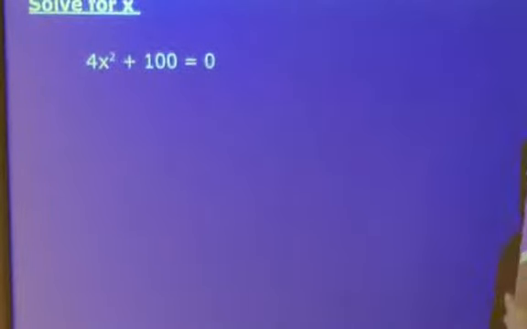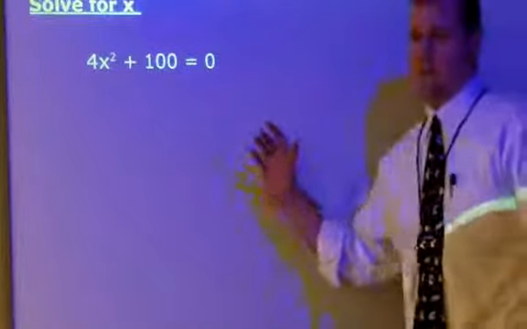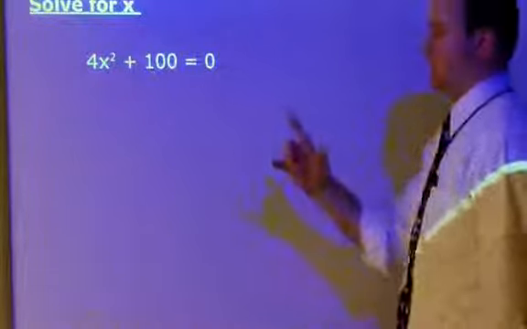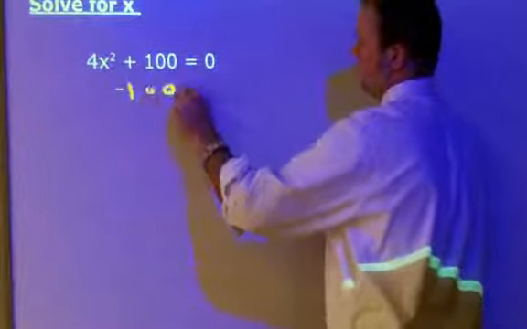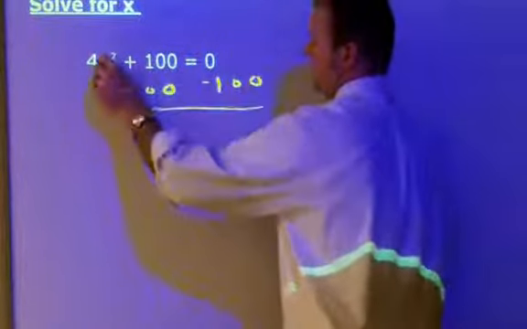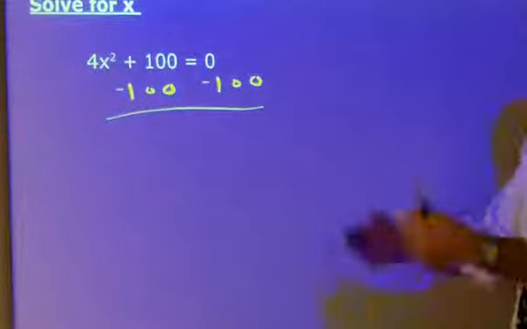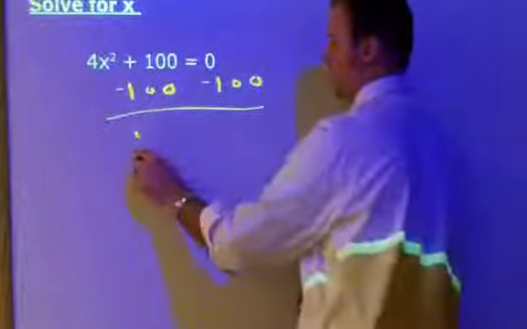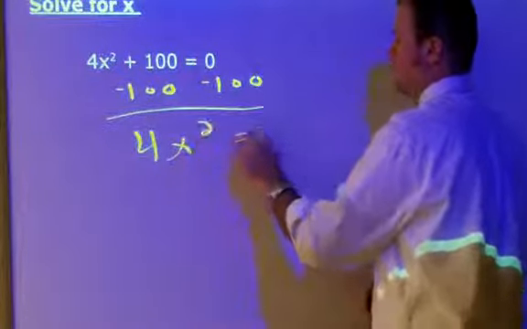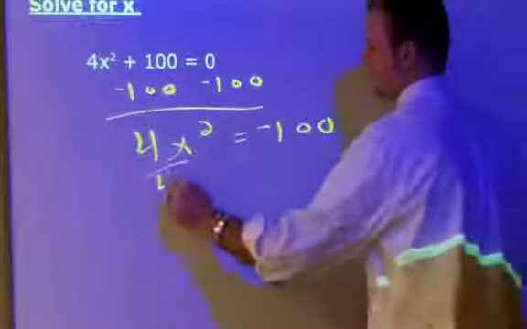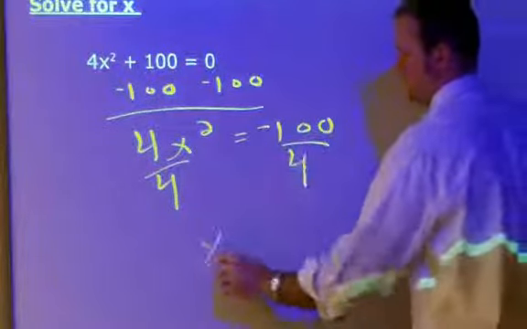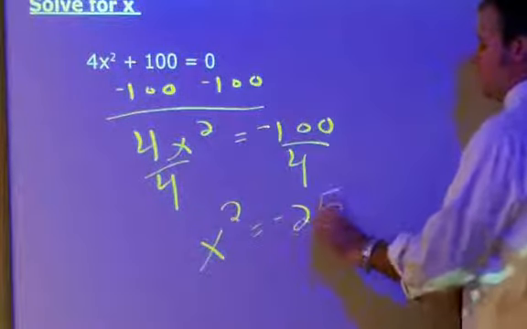Alright, so now we're going to solve. And you're saying, what in the world does this have to do with what we just did? Well, watch this. We're going to solve. The idea, I have this x squared. I want to get it all by itself, and then to get rid of the square, I'm going to take the square root, the 1/2 power. So I get 4x squared equals -100. Divided by that 4, so x squared equals -25.